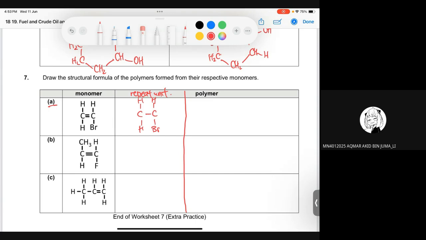Kiran, come tell me what's wrong with the repeating unit. You break the double bond, good lah, but then what's missing? Is it the two things sticking out at the other side? Yes, you need the thing sticking out at the other side. Can? So remember, you need the two things sticking out on the other side. Okay, Kiran, continue. What's the structural formula of the polymer?